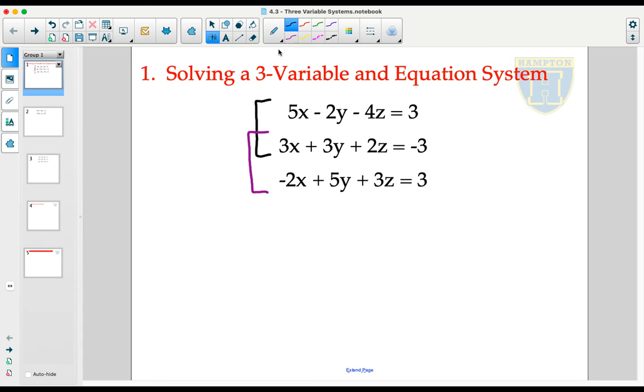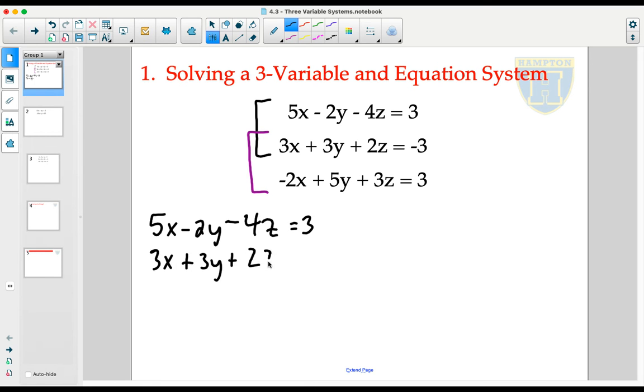Looking at the first set, we see 5x minus 2y minus 4z is equal to 3, and 3x plus 3y plus 2z is equal to negative 3. If I want to eliminate the variable z, I can multiply the second equation by 2 and get opposite coefficients in front of the variable z. So that's what we're going to do. We're going to multiply this second equation by 2 and get 6x plus 6y plus 4z is equal to negative 6. Now, I don't need this version of the second equation anymore.